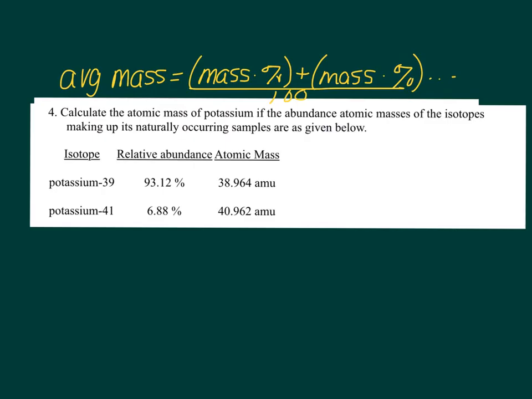Okay, I replaced that bottom problem with another one because it was much more difficult than what you need to be able to do for this course. So we're going to look at this one. Calculate the atomic mass of potassium if the abundances and atomic masses of the isotopes making up its naturally occurring samples are given below. So you have isotope potassium-39 that has a relative abundance of 93.12 and an atomic mass of 38.964, and potassium-41 with a relative abundance of 6.88 and a relative atomic mass of 40.962.